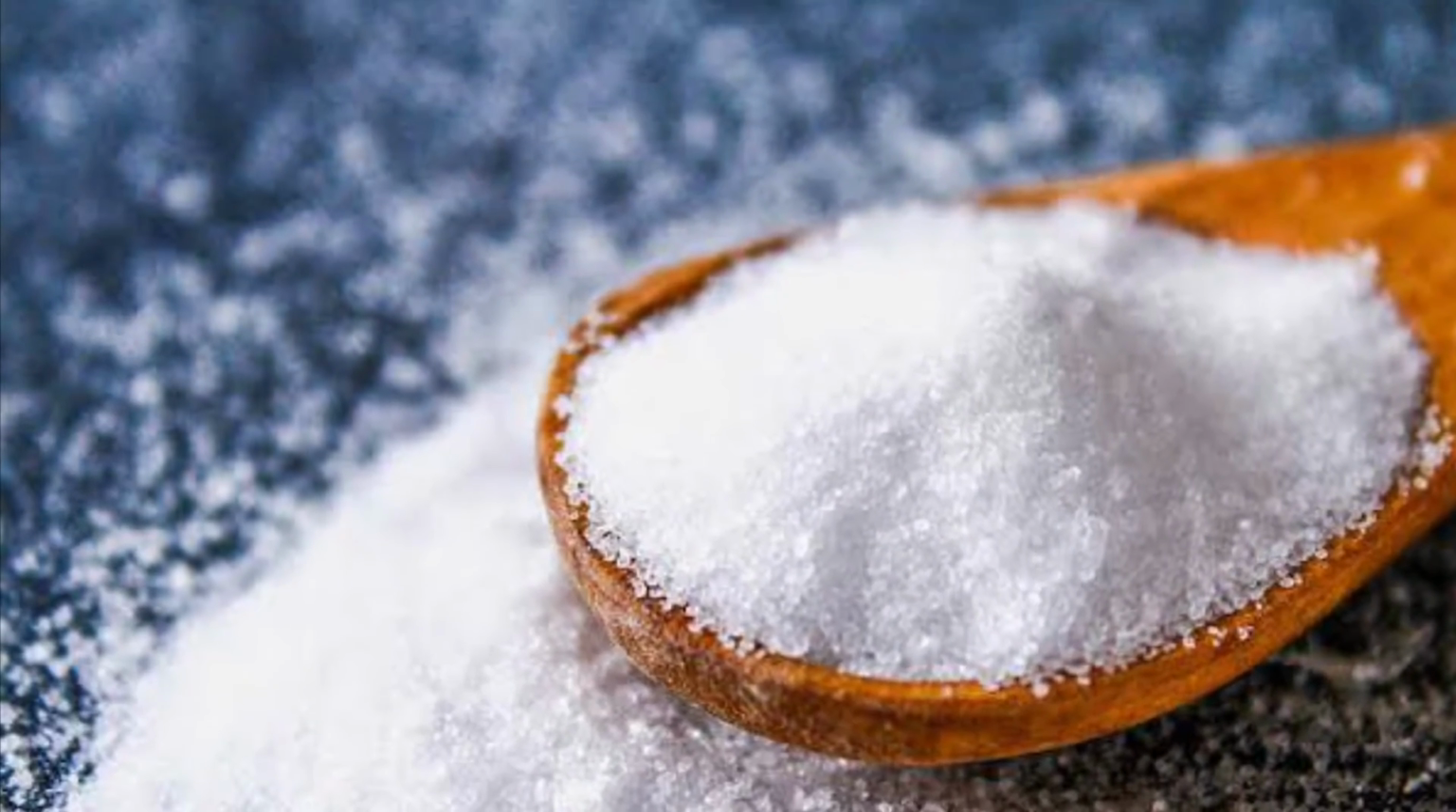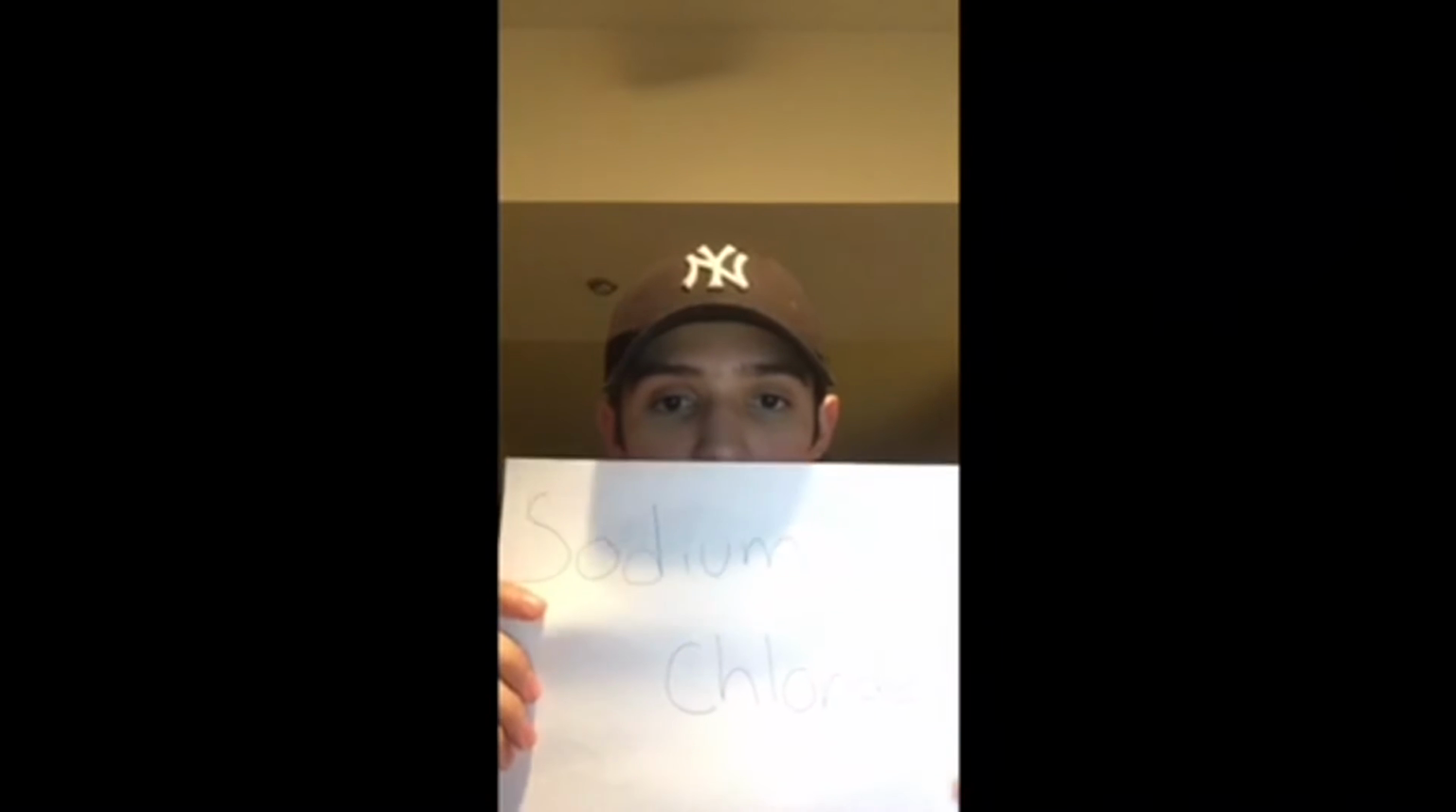A real-life example for type 1 binary compounds is salt, which is sodium chloride. Can you guess what the formula will be? Well, if you guessed NaCl, you will be right.